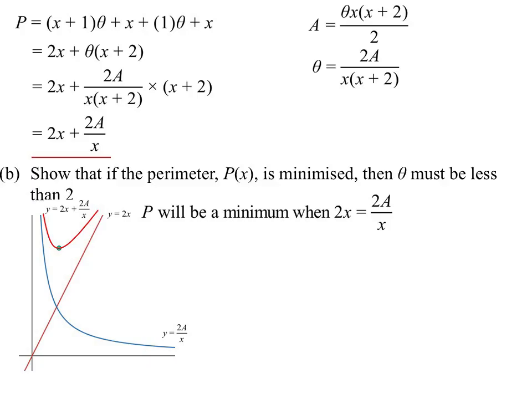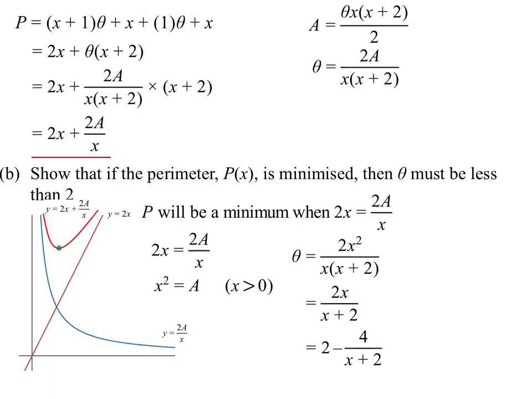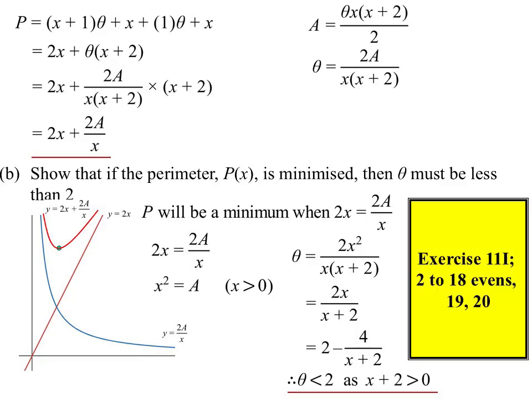So now I know it's going to be when 2x is equal to 2a over x. And playing around that, I can say, well, that's x squared equals a, but x I know is a positive number. But going back to what theta was, and we get it. Because the horizontal asymptote is 2 and I'm subtracting something, I'm always going to get something less than 2. That's just a different way of approaching that question. So 11i, playing with arcs and sectors.